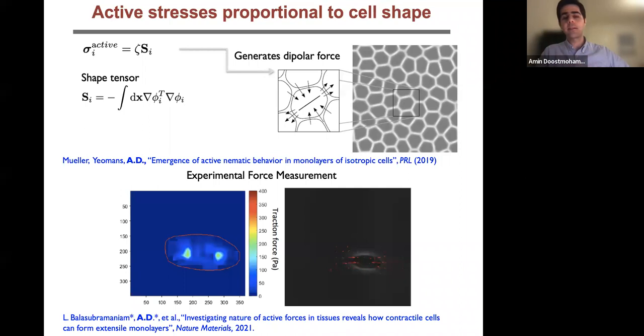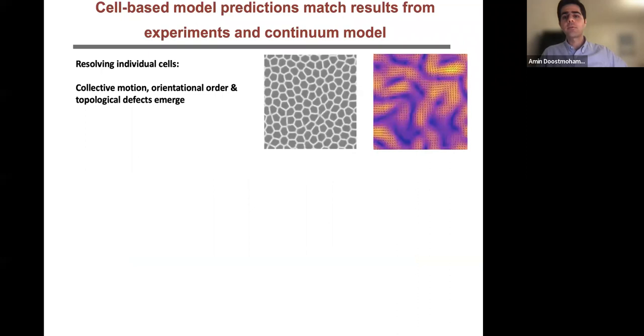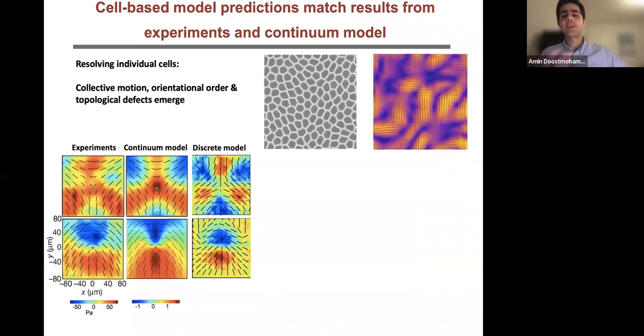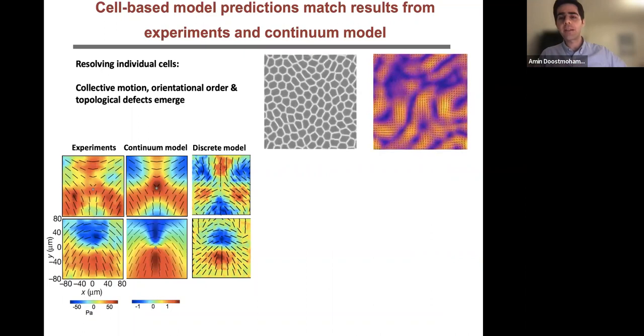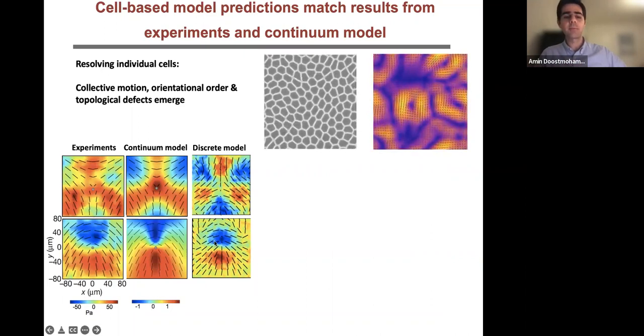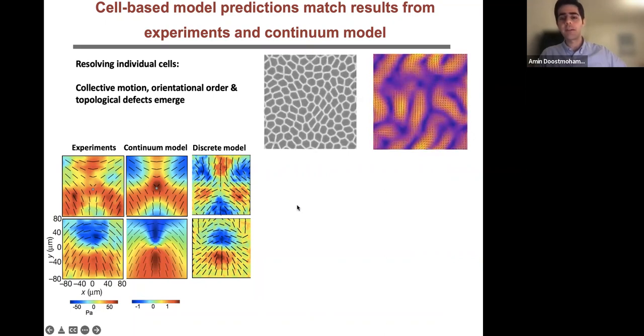We have more recently done a more direct comparison with the experiments that I will not focus on. But even the simplest formulation allows us to observe this sort of chaotic flows. More importantly, when we look at the defects in the system, we observe the same stress patterns around the plus and minus half topological defects. And we see the same sort of compression happening at the head portion of the plus half defect.